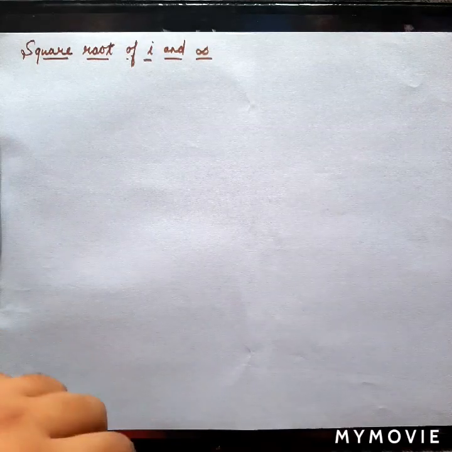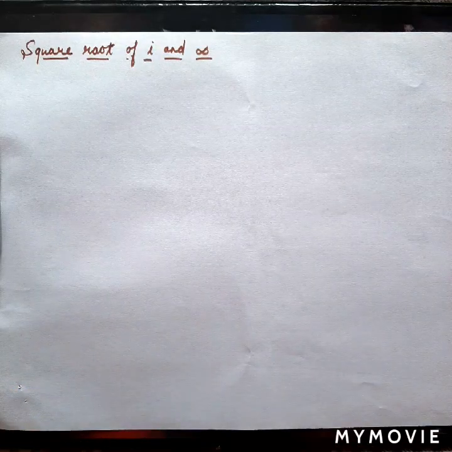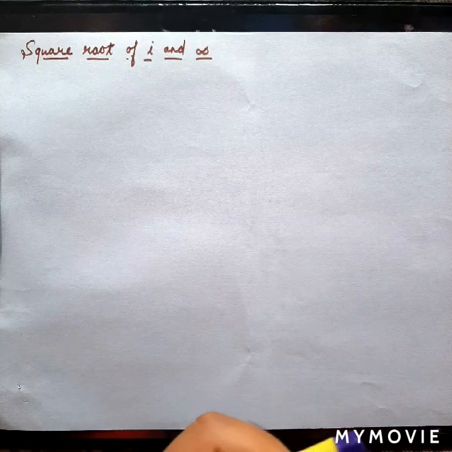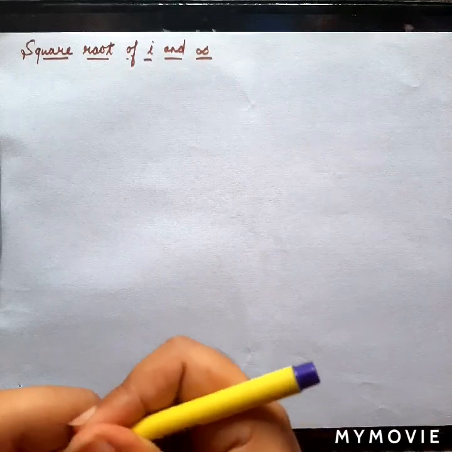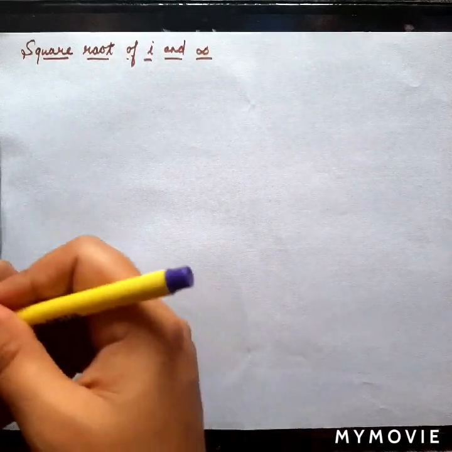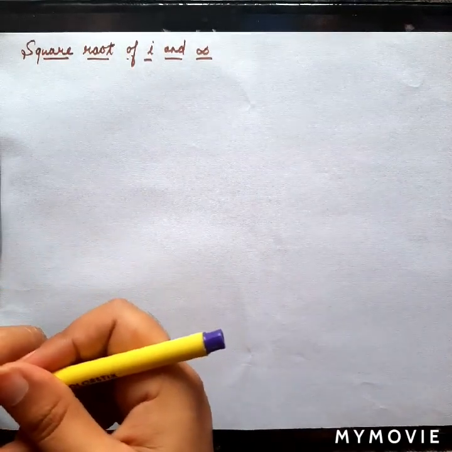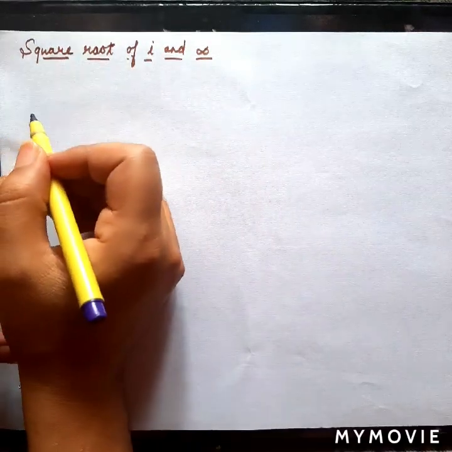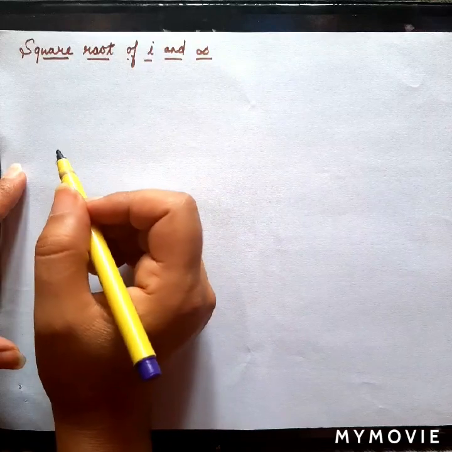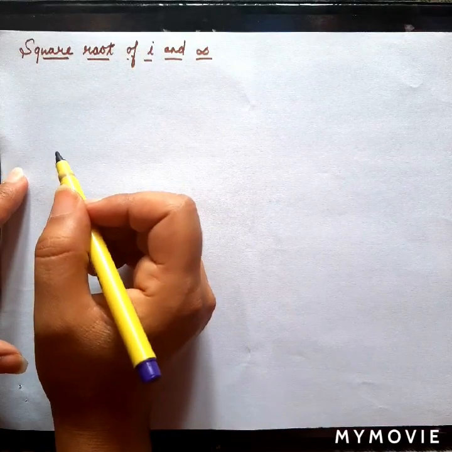Hi, in this video we will talk about square root of iota and infinity, right? Before talking about the square root of iota and infinity, I just want to explain what is the exact meaning of square or square root. And here I would like to explain this with the help of geometrical representation of square and square root.